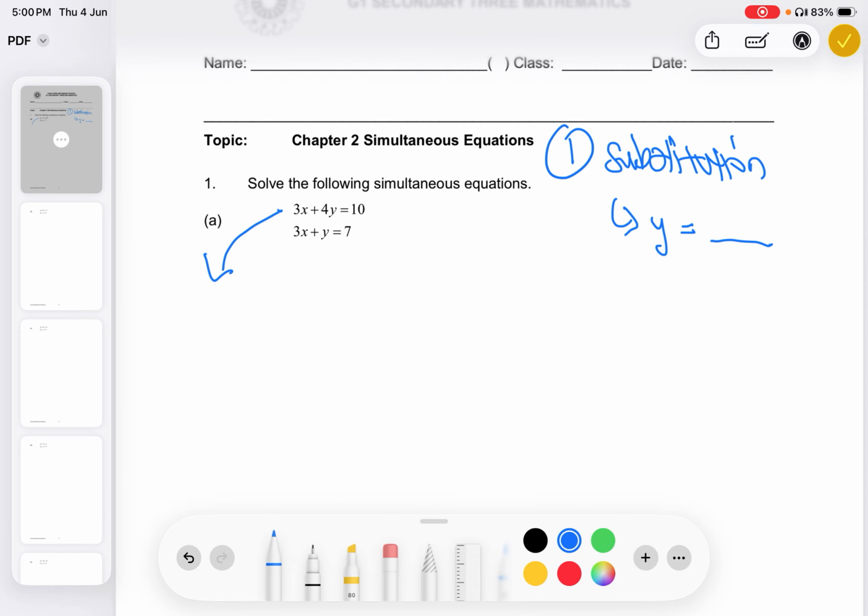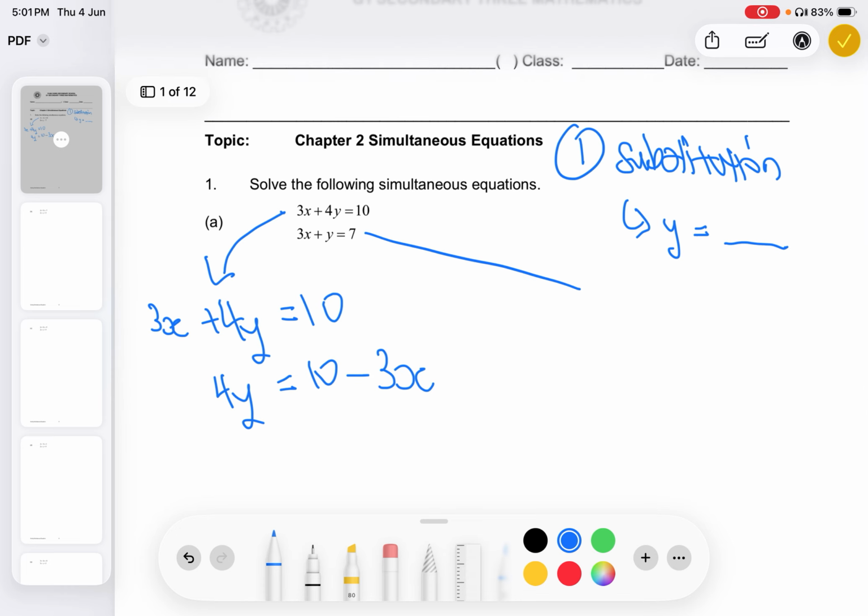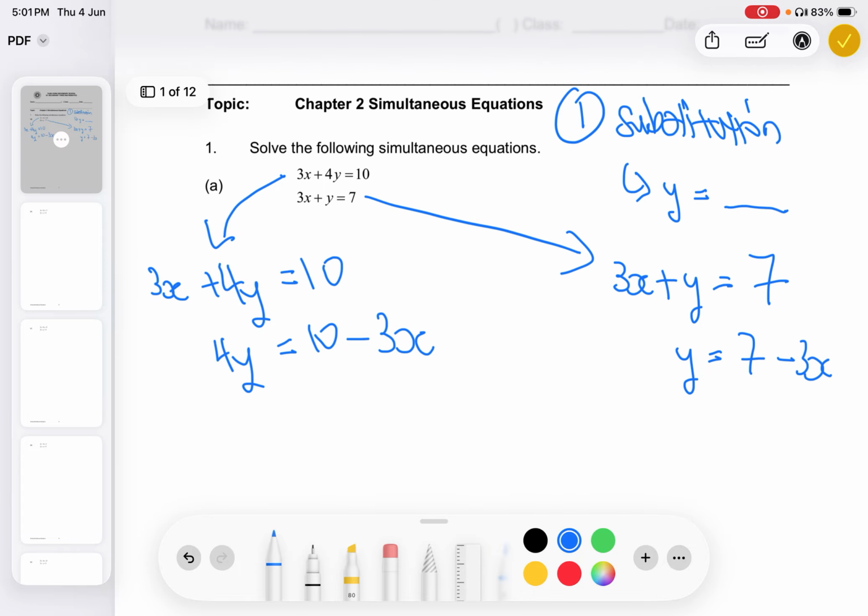So from here, 3x plus 4y equals 10, so 4y is 10 minus 3x. For this one, 3x plus y equals 7, so y will be 7 minus 3x. You see, this is 4y and this is y, so I must make these two the same. I times this by 4. This becomes 4y equals 28 minus 12x.